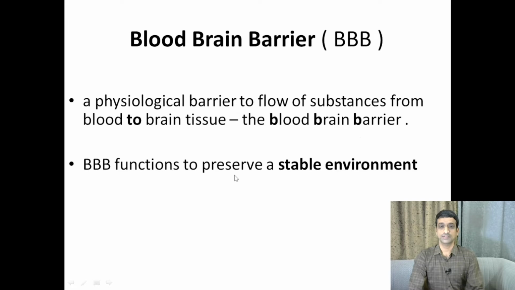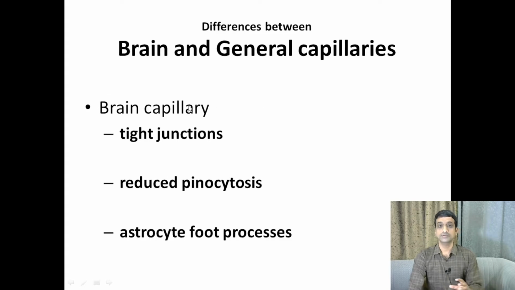Now we'll take 1 minute on the blood-brain barrier, which is a physiological barrier for substances from blood to the brain tissue or brain parenchyma. This barrier is important to preserve a stable environment for the CNS, which is the key tissue in the body. Now, how are the blood capillaries different when compared to general capillaries?